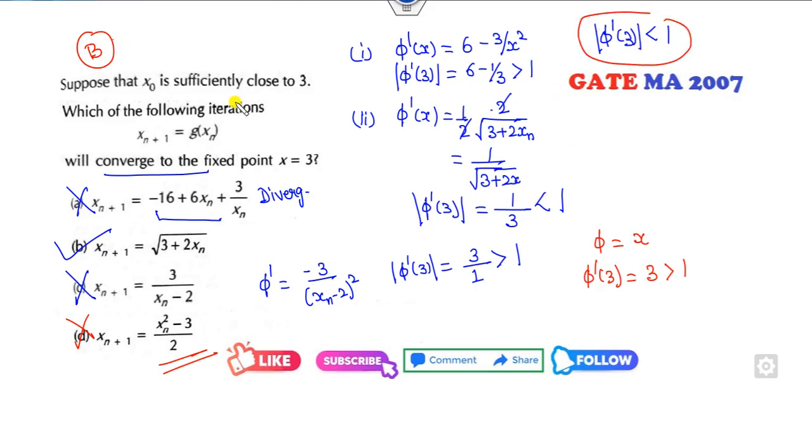Always remember, whenever a fixed point is given to you, the convergence condition applies.